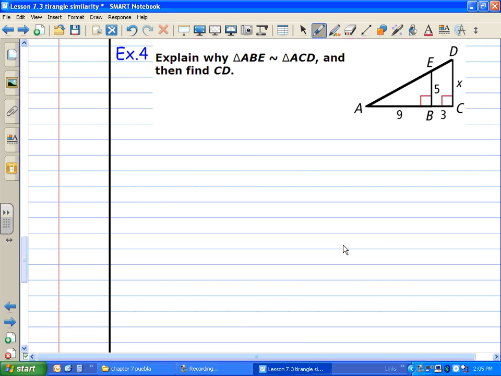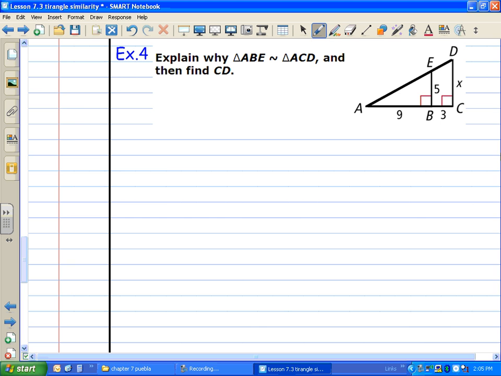Explain why ABE is similar to ACD. And then it says to find CD. Okay, so I need you to tell me why this small triangle in here is similar to this bigger triangle here. Like, what theorem can you use?